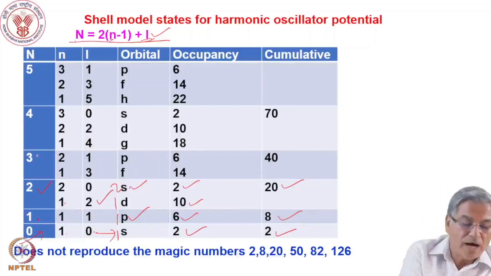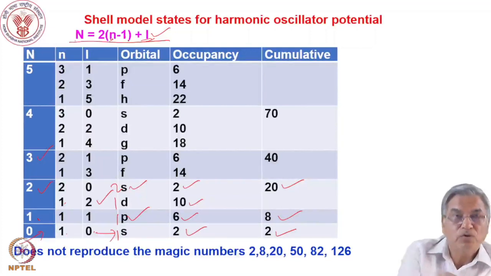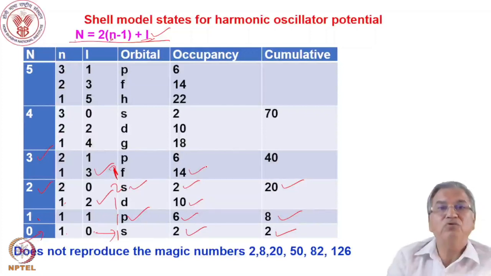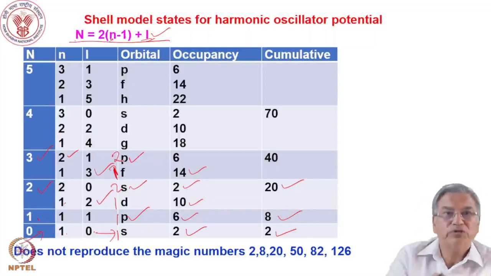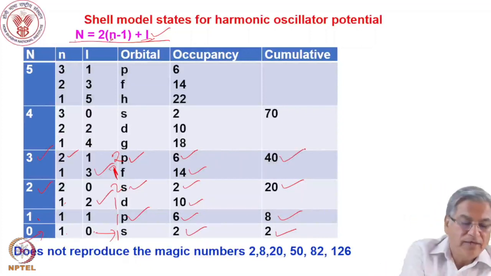Let's come to the next higher oscillator quantum number. Again, you can have small n equal to 1, 1 minus 1 is 0, and l equal to 3, so you will have a 1f orbital, and the f orbital can take 14 nucleons. In combination with that, you can have n equal to 2, so 2 minus 1 is 1, 1 into 2 is 2, 2 plus 1 is 3, so you have a 2p orbital. These two correspond to the same capital N, so their energies are very close. The p orbital can take 6 nucleons. Let's come to capital N equal to 4.